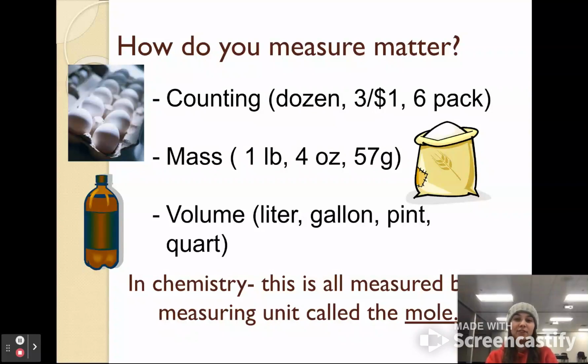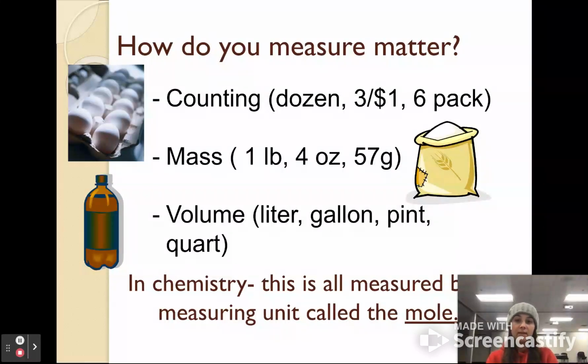So, my question for you guys, how do you measure matter? How do you measure anything? Well, there's a couple good things right here. If I'm counting something, I can say there's a dozen, which means 12. So like, for instance, if I say, go buy me a dozen eggs, I'm buying 12 eggs. A 6-pack would be another way. For mass, I can do something like, this is a pound, 1 pound, 4 ounces, or 57 grams is a good way to do that. For volume, I can measure liters, gallons, pints, or quarts.